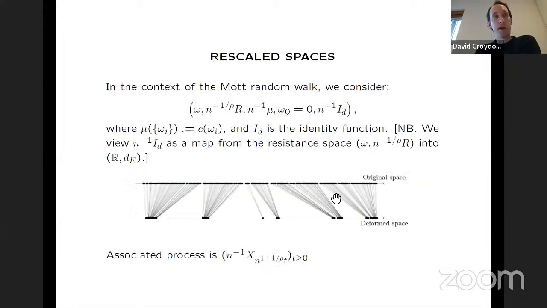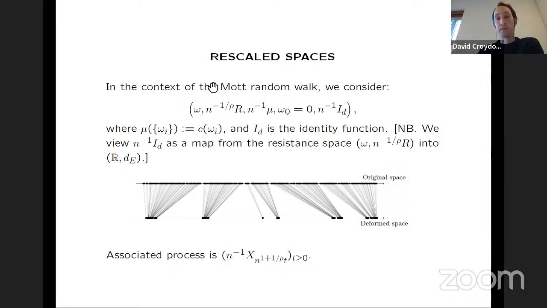Again, maybe I'm running a bit short of time, but exactly like the framework described there, I can write down all the various objects on the space. I'm thinking of scaling space by 1 over n. The resistance scaling is n to the 1 over rho. The measure scaling is n inverse here. My embedding is given by the map from this deformed resistance space down here into Euclidean space. Of course, in the full version of the mop random walk, this metric space is no longer isometrically embedded into Euclidean space. It's living in some abstract space of metric spaces.